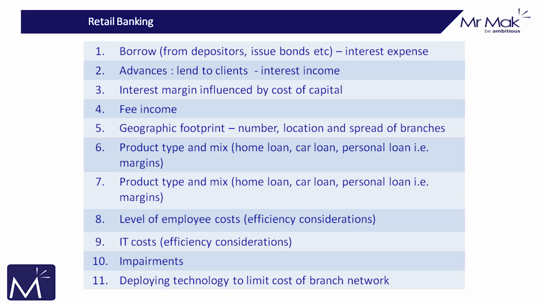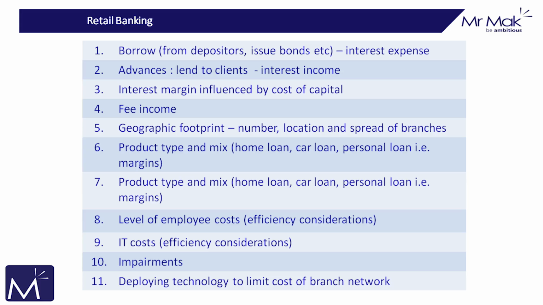What is the level of employee costs? Because employee costs tend to be one of the largest costs in banking, and the efficiency considerations they need to take into account there. What is the level of information technology costs? Again, very, very large. How do they manage their impairments, what we call bad debts, when they lend money to people and those people don't pay them back? Critical part of the business model.